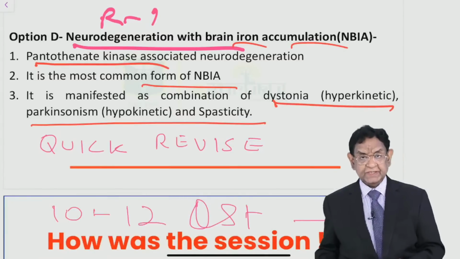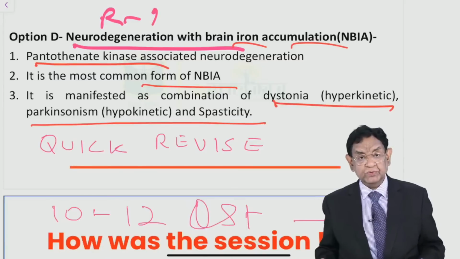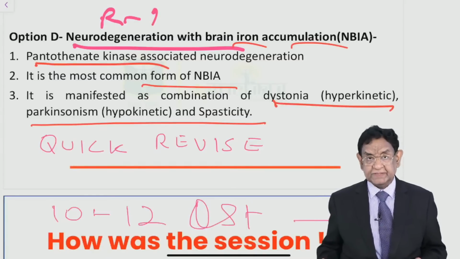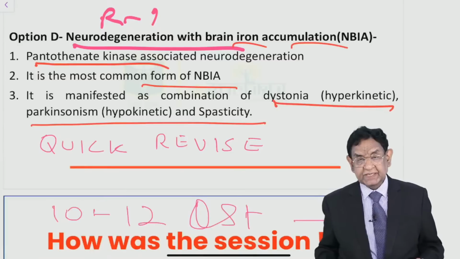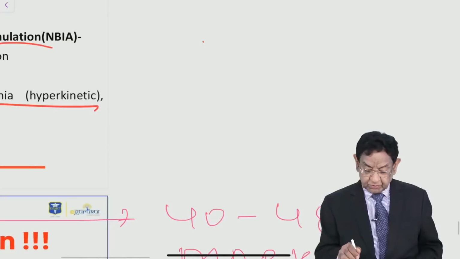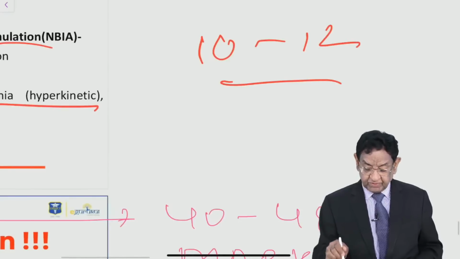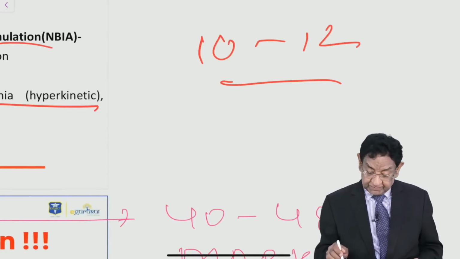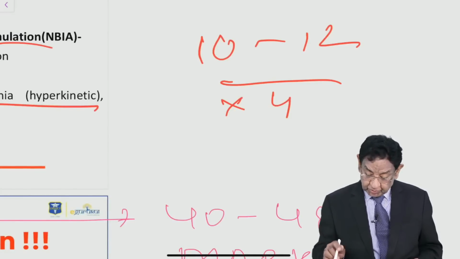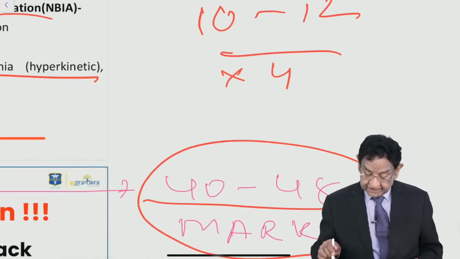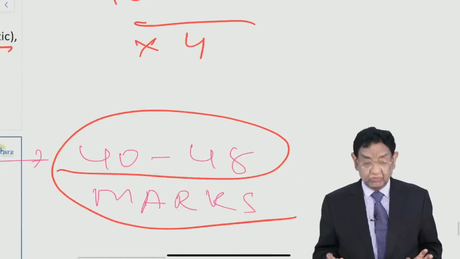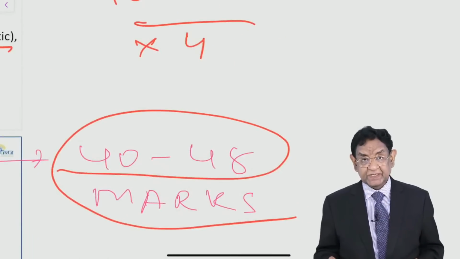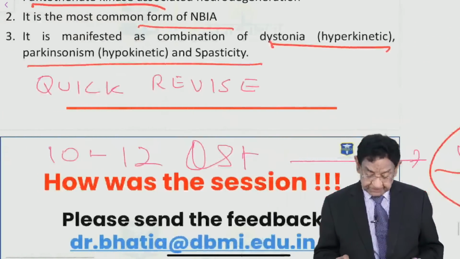So friends, I tried to discuss some important topics, gave you many boxes. Read these boxes before the exam. Minimum 10 to 12 questions will come from what I taught you in just 80 or 90 minutes. If you are able to get 10 to 12 questions, that means you are going to get 40 to 48 marks extra. That can change the table. So read these notes very carefully.